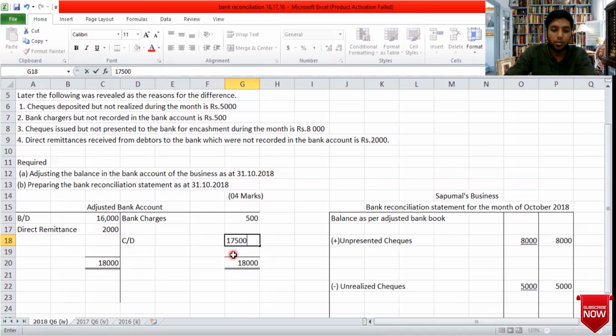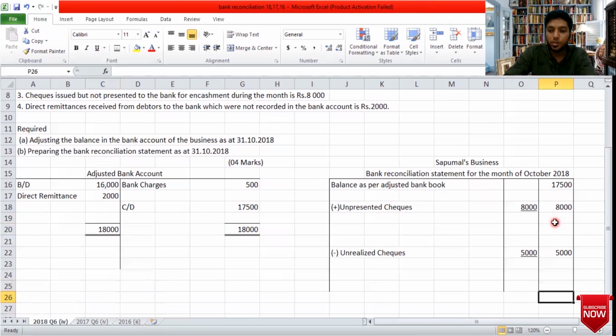So now remember one thing before we move on to the next part of the sum. This 17,500 is the amount you are going to take under the bank book. Okay, under this balance. So this 17,500 you're going to transfer to this side. I will record here 17,500. So when you add unpresented checks, you get 8,000, and when you get unrealized, you deduct 5,000.